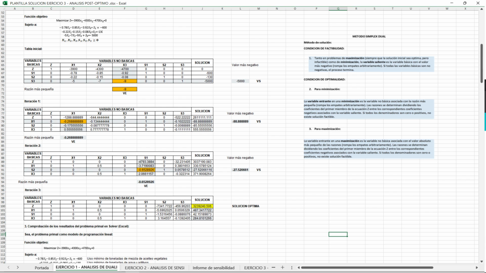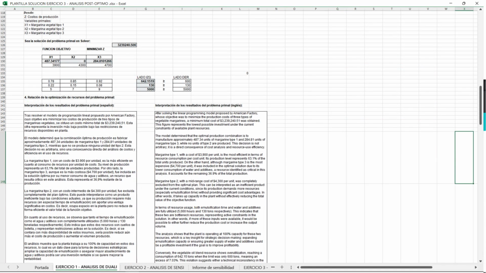Next, we formulate the dual problem, whose objective is to maximize the economic value of these same inputs. By solving the dual problem, we find that its optimal value exactly coincides with the optimal value of the primal, confirming the strong duality theorem. The resulting dual variables yield the following information.